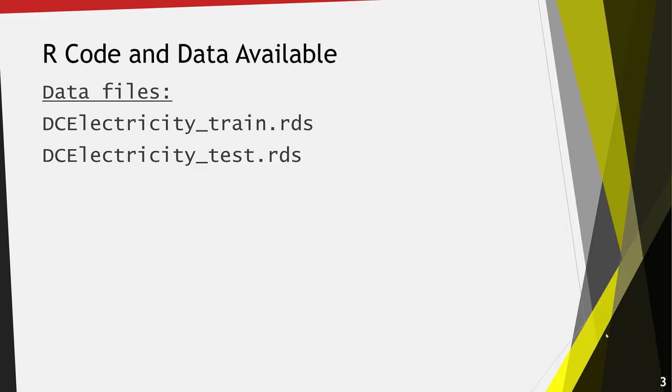It uses the data files dcelectricity_train.rds and dcelectricity_test.rds. You should download those files now if you'd like to follow along.